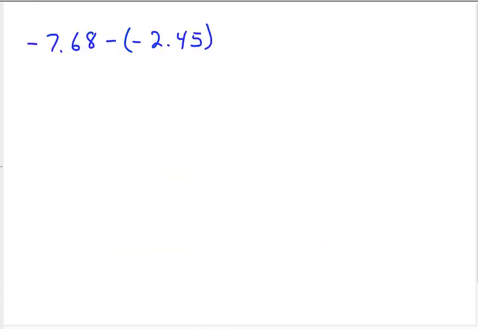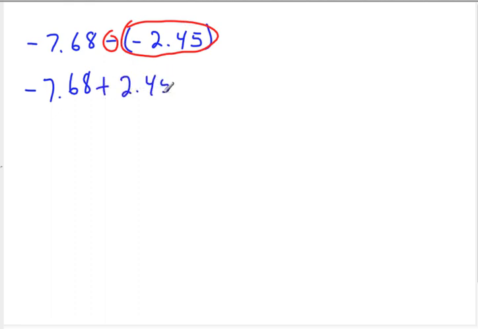8.98. Alright, let's try one last problem here. We got a negative, minus a negative. A lot of negative signs in there. Let's change it. We're going to instead add the opposite of that. So we're going to have plus 2.45. So now we have a negative plus a positive. So we're going to have to subtract these values. Our answer, which we could throw in down below already, is going to be negative, so we just have to remember that.